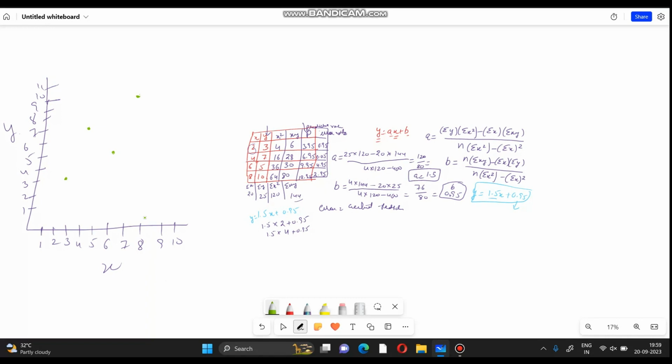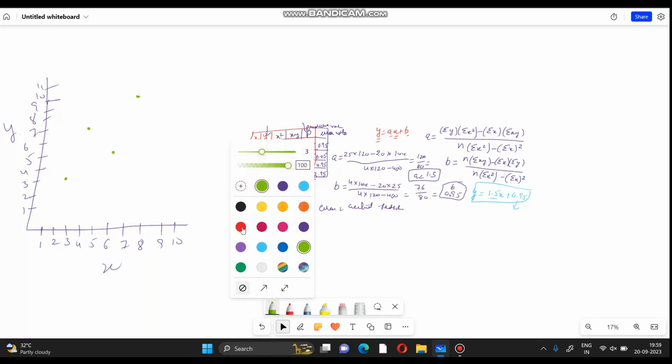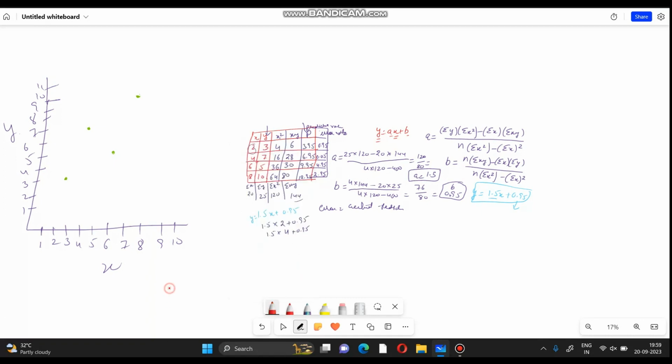Now we have also done the prediction values. So for prediction, let me use another color for representation. I am using red color. The prediction is when x is 2, y is 3.95, somewhere around here. When x is 4, y is 7, somewhat over here.